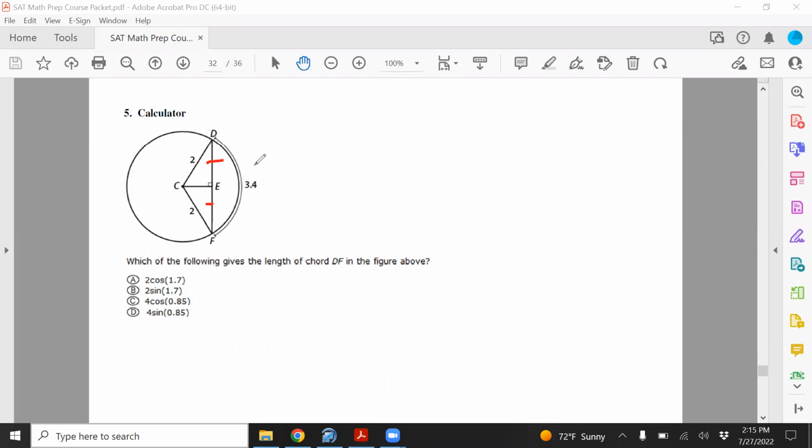I'll call this X and X for now, and theta. So I do need to know what theta is. Sine theta is X over 2. So X is 2 sine theta.